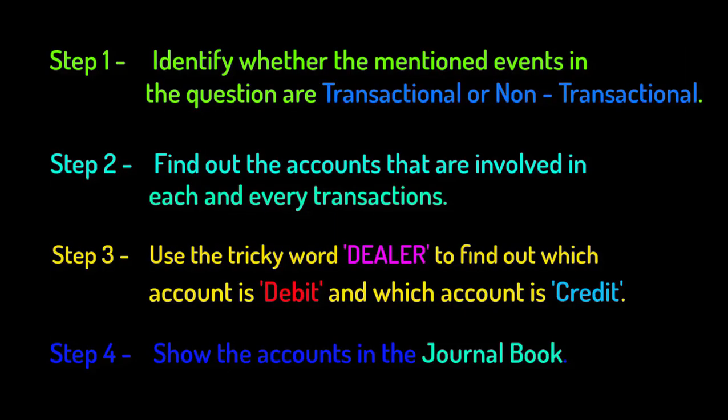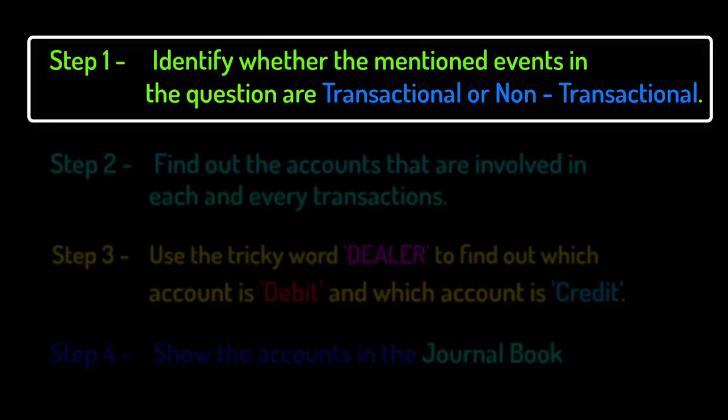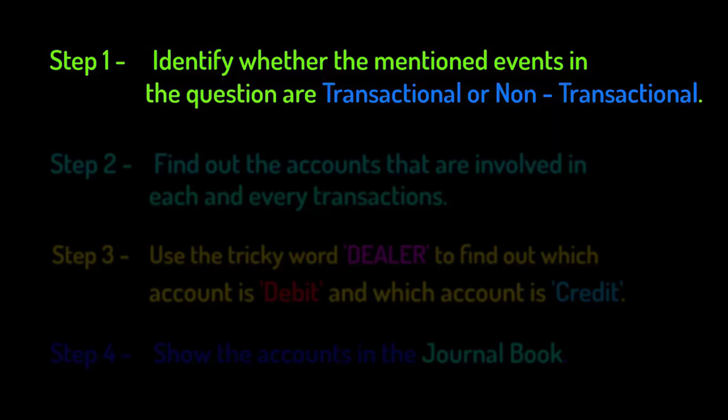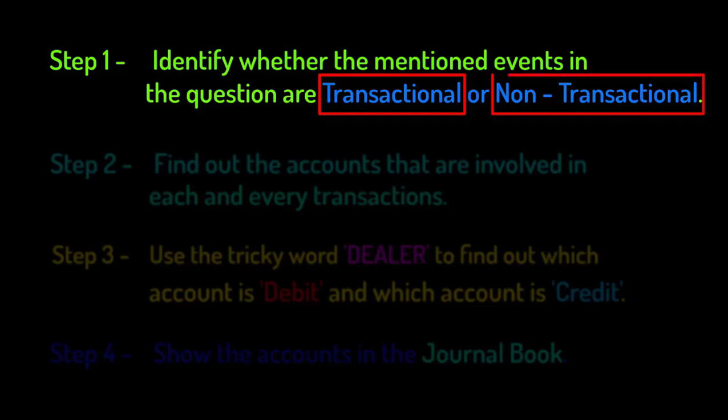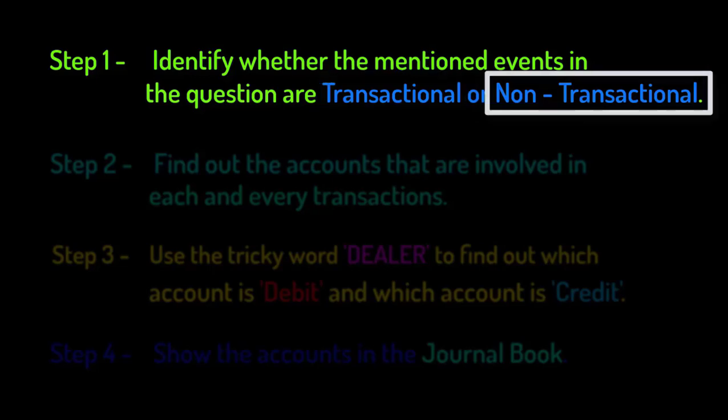For passing journal entries, you will have to follow 4 steps. Step 1. By applying tricks, at first you will have to identify whether the mentioned events in the question are transactional or non-transactional. Do remember, you will get both transactional and non-transactional events in the question for passing journal entries. From those mixed events, you will have to find out which events are transactional or which events are non-transactional, because only transactional events are applicable for passing journal entries. You will have to avoid those entries that are non-transactional.